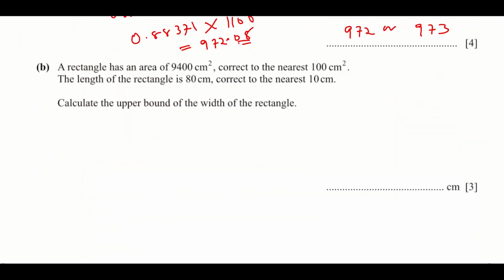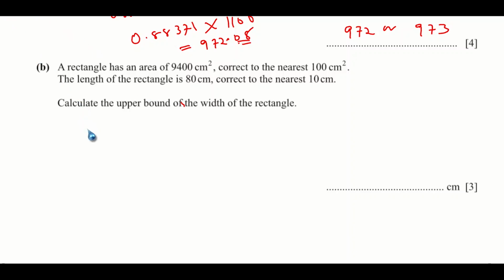Okay, so part B: a rectangle has an area of 9,400 centimeters squared, correct to the nearest 100 centimeters squared. The length of the rectangle is 80 centimeters, correct to the nearest 10 centimeters. Calculate the upper bound of the width of the rectangle.